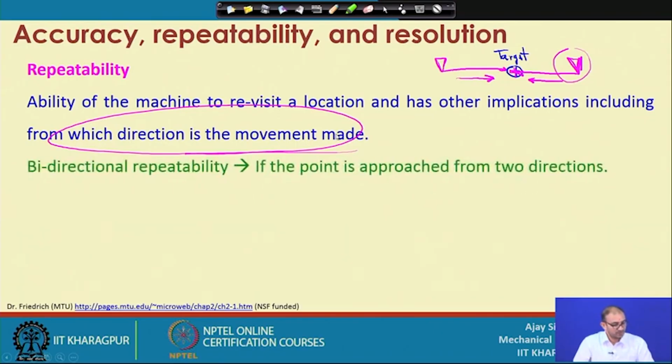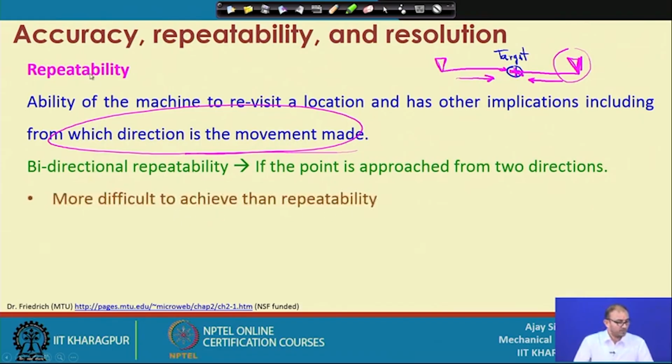So, this is depending on that. Now there are two things: one is repeatability and another is bidirectional repeatability. If the point is approached from two directions, whether you move from this direction or any other direction, it should reach or revisit that particular location again and again. That is called bidirectional repeatability. But this is very difficult to achieve compared to only repeatability. Why? What is the problem with it?